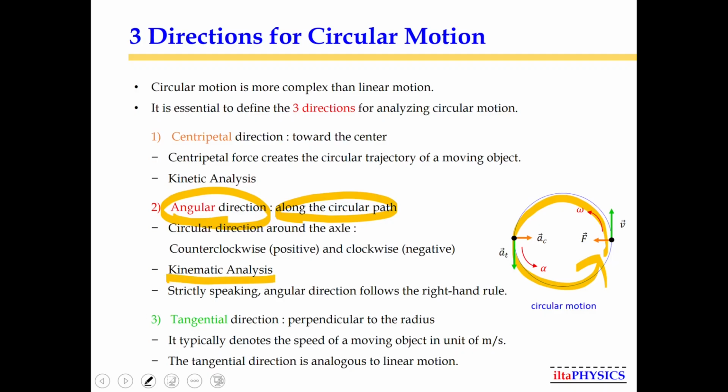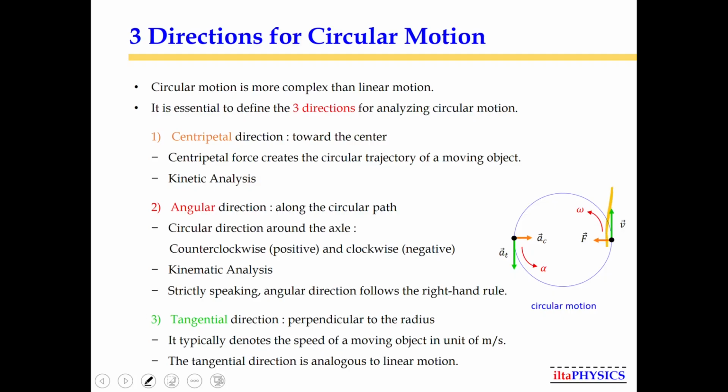And finally, tangential direction. This is always perpendicular to the radius at any given point. This is where tangential velocity and tangential acceleration are defined, representing the actual instantaneous speed of the object. We analyze this by looking at a tiny segment of the circular motion and treating it just like linear motion. The names of these three quantities give you a hint about which direction they belong to. So just make sure you can distinguish these three directions clearly.